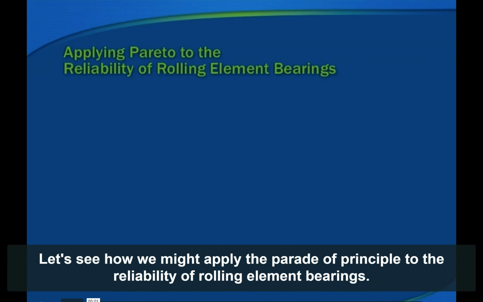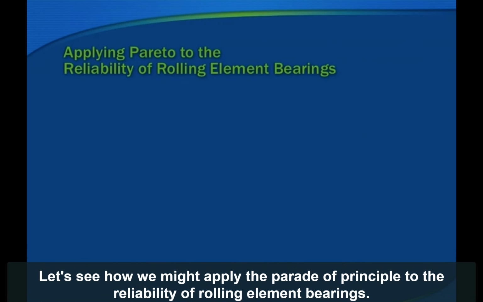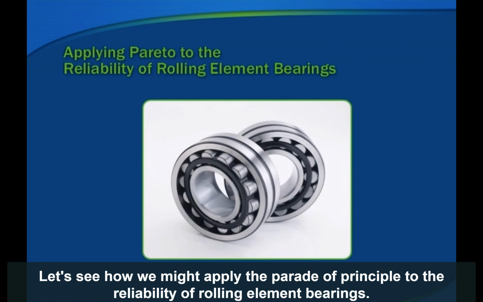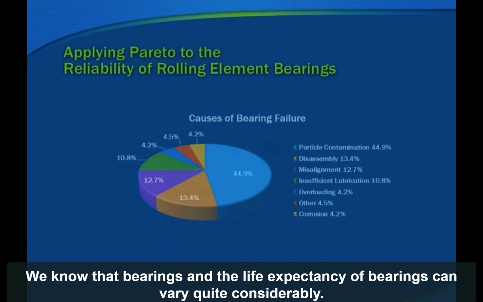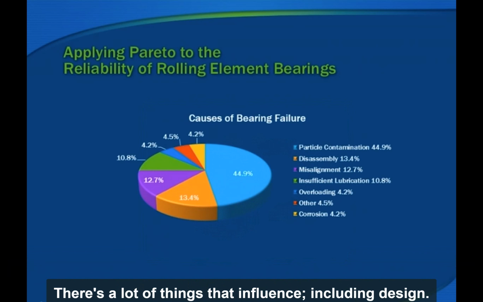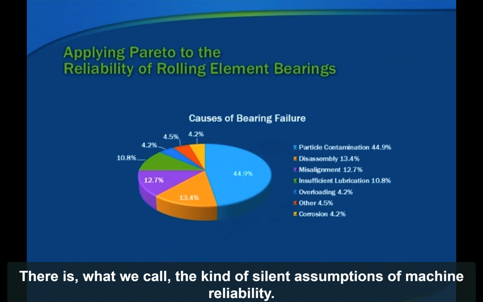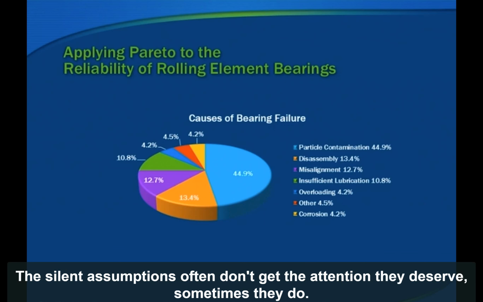Let's see how we might apply the Pareto principle to the reliability of rolling element bearings. We know that the life expectancy of bearings can vary quite considerably, and there are a lot of things that influence it, including design. But there's what we call the silent assumptions of machine reliability. And these silent assumptions often don't get the attention they deserve.